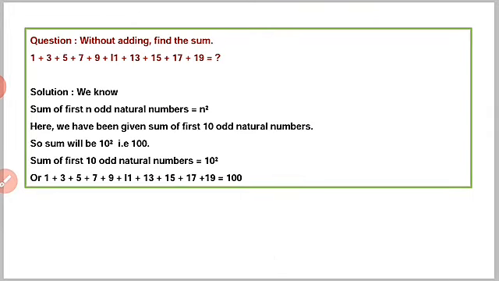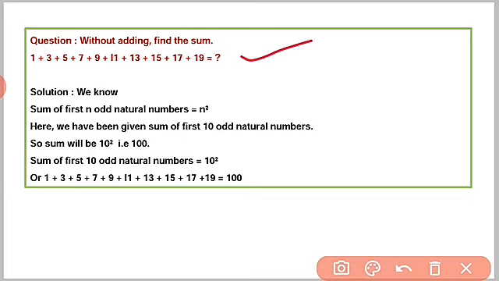Let us take another question to understand this concept. Without adding, find the sum of this. So here we can see these are odd numbers: 1, 3, 5, 7, 9, 11, 13, 15, 17, 19, and these are the first 10 odd natural numbers.